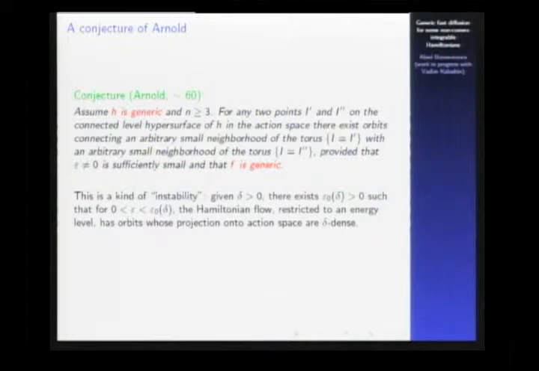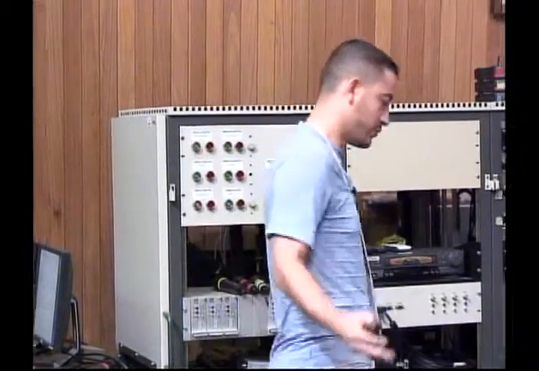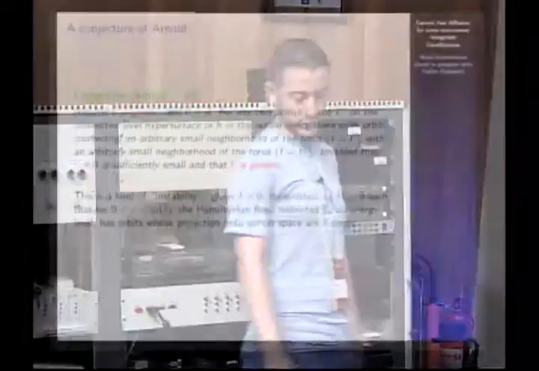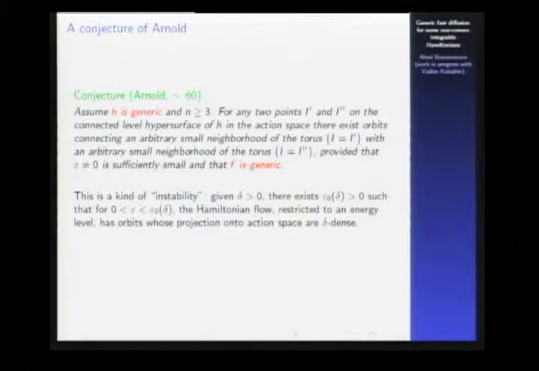So this essentially means that given any delta, strictly positive, for epsilon sufficiently small with respect to delta, the Hamiltonian flow, when you restrict it to an energy level and you project onto the action space, has orbits which are delta dense. Okay? So it's a kind of delta transitivity, of course with certain restrictions. So you have to restrict to an energy level and to project onto the space of action.